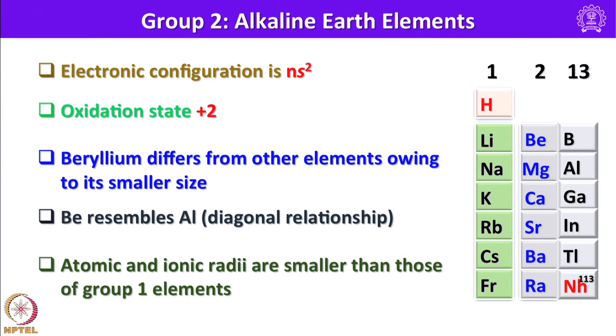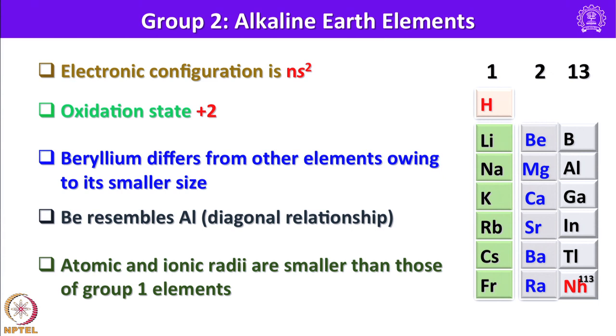And in the case of alkaline earth metals, having ns2 electronic configuration, the oxidation state is plus 2, and beryllium differs from other elements owing to its smaller size. That is true in the case of almost all elements in the first row. The chemistry of first row elements is slightly different because of the smaller size and high charge to size ratio. And beryllium resembles aluminium. We introduced their diagonal relationship.